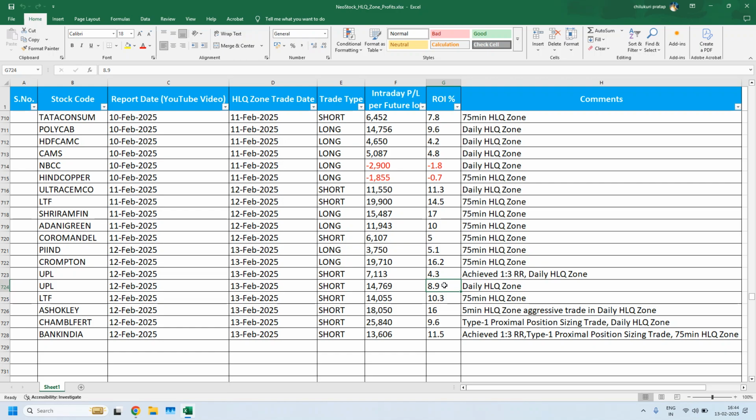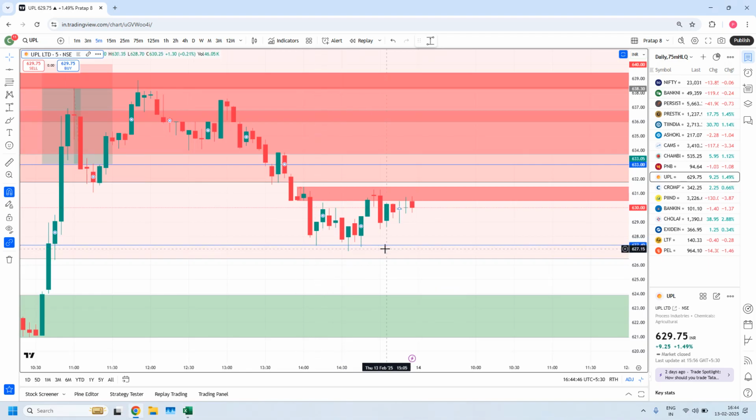So that's why, see here, trading is not only about your mathematical calculations, it is also about human psychology. Both together, your success will depend on. Okay, this is 8.9% ROI it has given till this blue color support line.